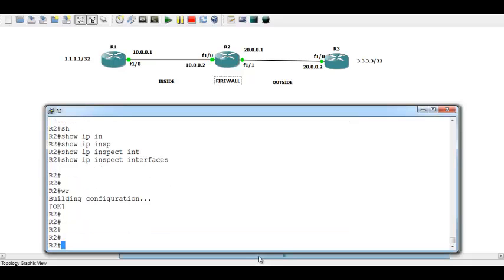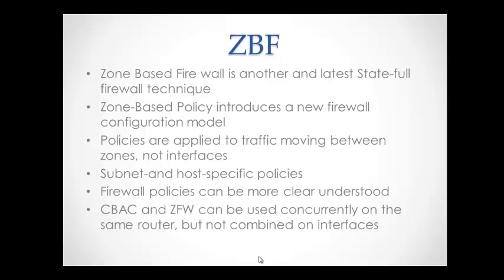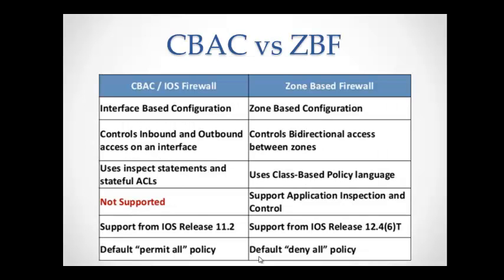Next is zone-based firewall. Let's get into it. Zone-based firewall, this is also another example of a stateful firewall. The main difference between zone-based firewall and CBAC is this. Zone-based firewall by default will block all the traffic passing through the firewall, whereas CBAC will allow all the traffic passing through the firewall. Main difference.